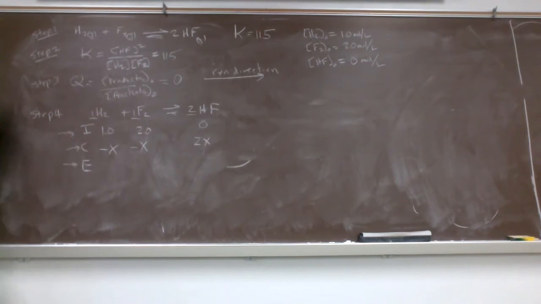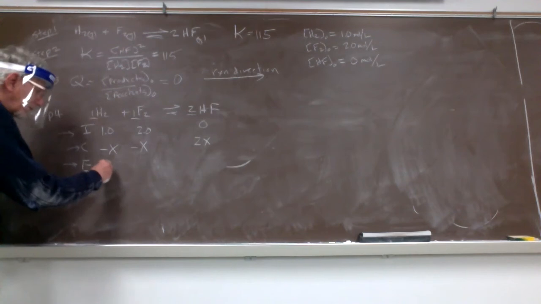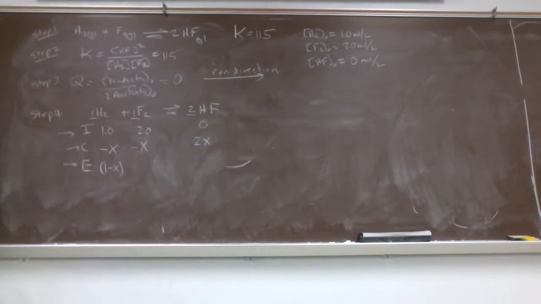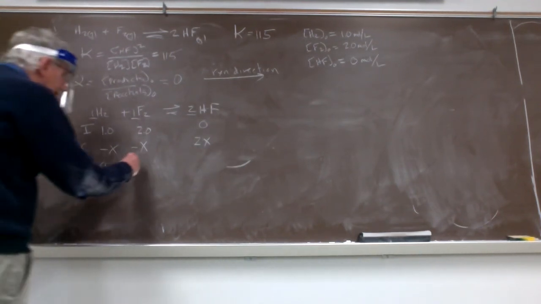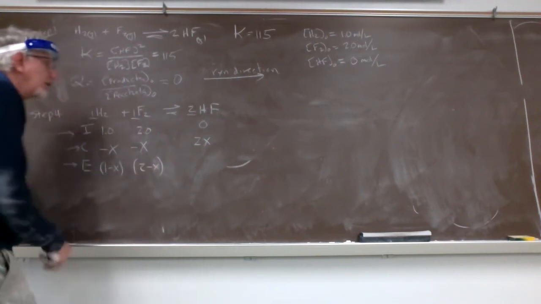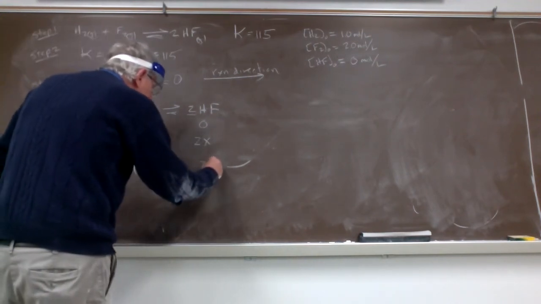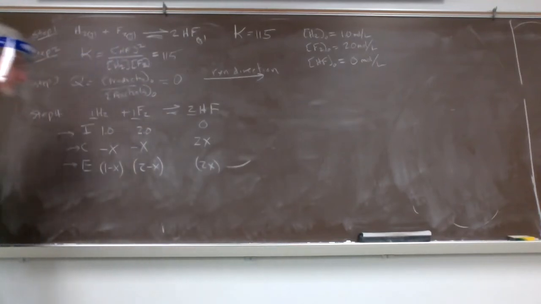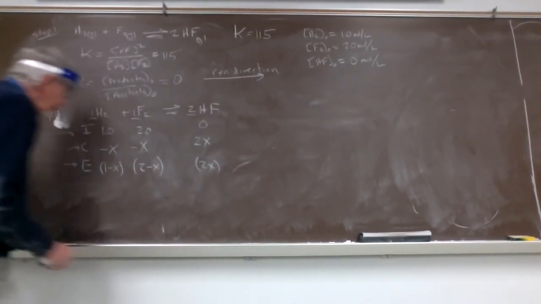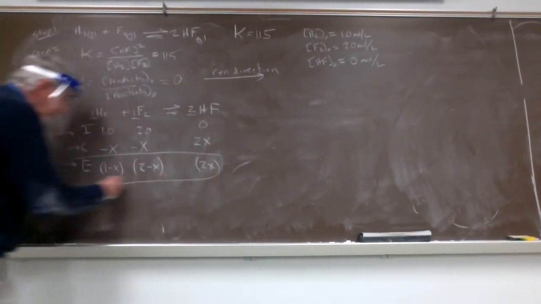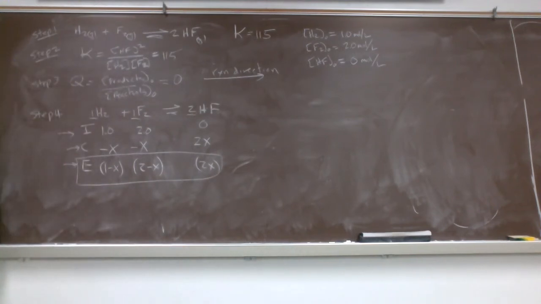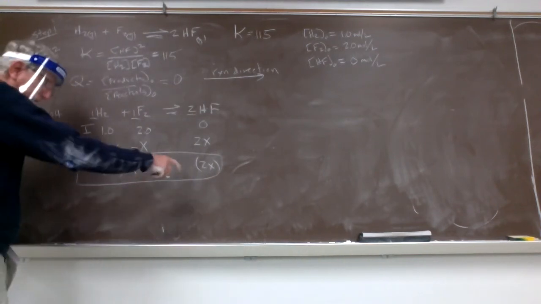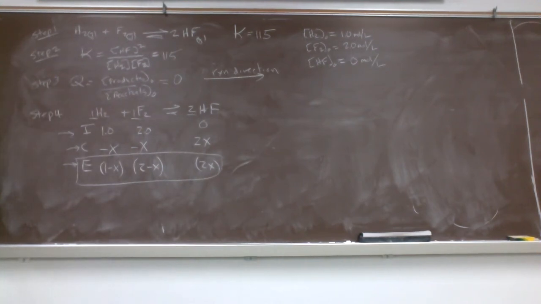Okay. What are the equilibrium concentrations? That's row 3. It's going to be where we start, plus the change that had to occur to get to equilibrium. For hydrogen, it's 1 minus X. For fluorine, 2 minus X. And for HF, it's 2X. So these are literally the equilibrium concentrations of hydrogen, fluorine, and hydrogen fluoride, expressed in terms of an unknown variable that we call X. All we have to do now is to find what X is.